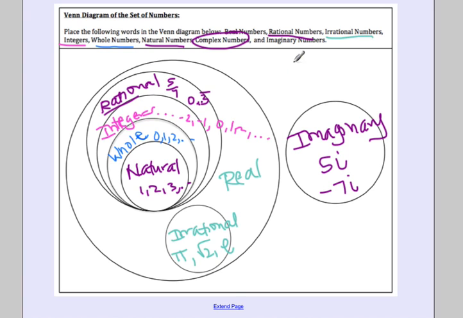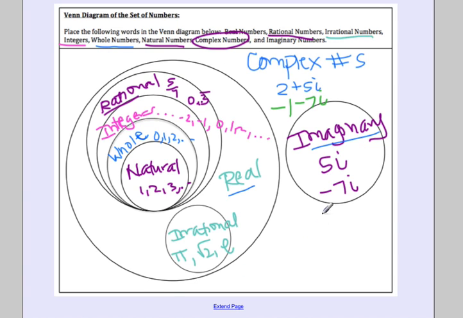Okay, all numbers are complex. So the big box that includes everything is the complex numbers. The reason all numbers are complex is that they have a real part and an imaginary part. So an example of a complex number might be 2 plus 5i: real part, imaginary part. Another example of a complex number may be -1 minus 7i. Okay, real part, imaginary part.